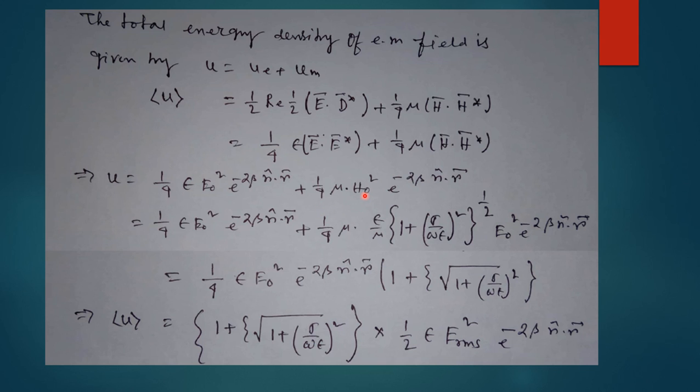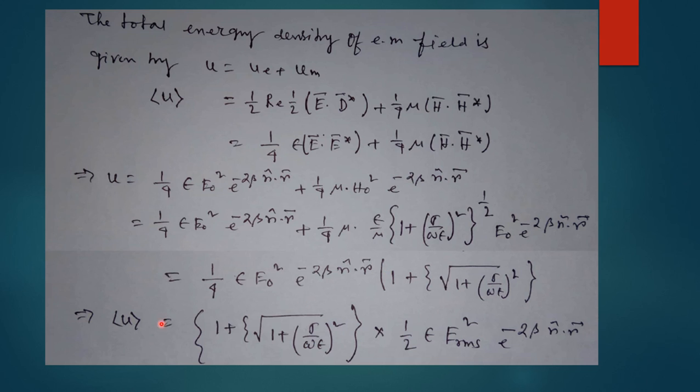Now put in the value of H0 square. That is 1/4 epsilon E0 square e to the minus 2 beta n dot r plus 1/4 mu, and the value of H0 square is equal to epsilon by mu into (1 plus (sigma by omega epsilon) square) to the power half into E0 square into e to the minus 2 beta n dot r. Now if we take common the term 1/4 epsilon E0 square into e to the minus 2 beta n dot r, we get 1 plus root of 1 plus (sigma by omega epsilon) square.